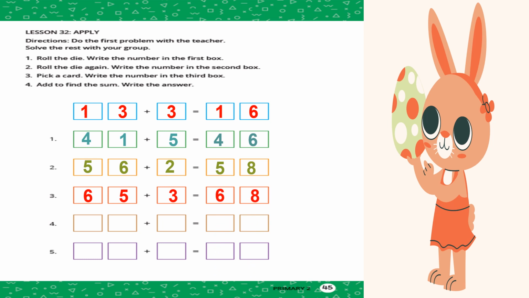Number 4, 54 plus 5. After 54: 55, 56, 57, 58, 59. Number 5, 24 plus 2. After 24: 25, 26.